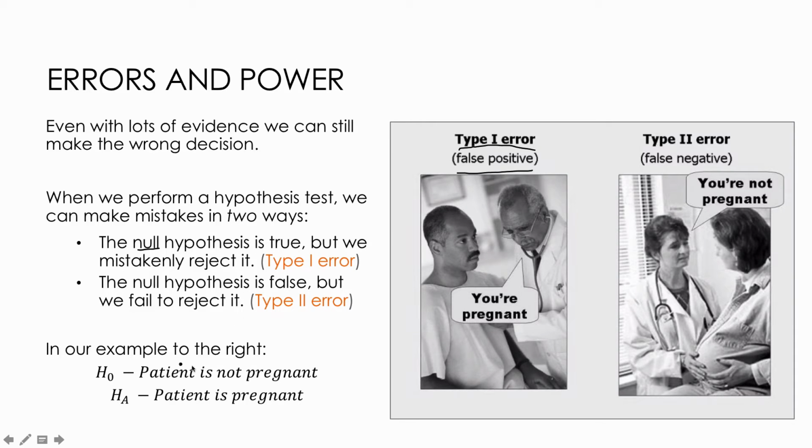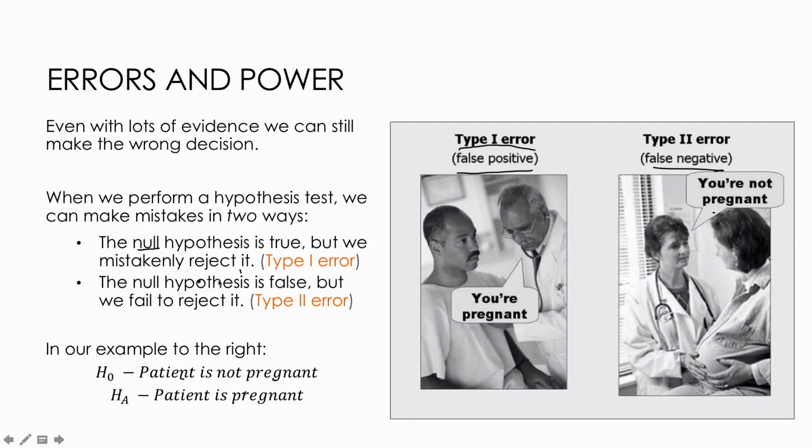So in this case, our null is that the patient is not pregnant, and the alternative is that the patient is. Notice this man is being told that he's pregnant, which of course is not true. That's a false positive. The null hypothesis was true, the patient is not pregnant, but we mistakenly reject it to say that the alternative is true.